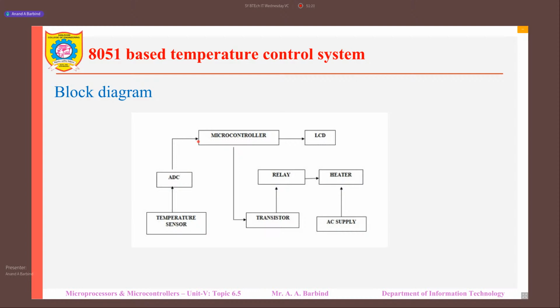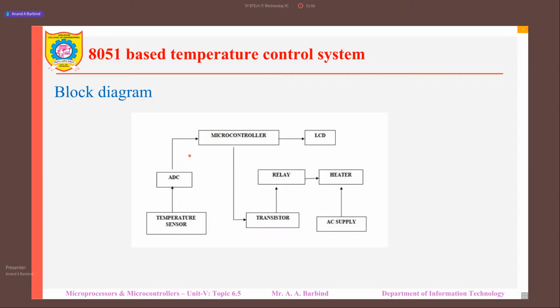For example, one line can be used for start conversion. That is the output of the microcontroller going to the ADC. End of conversion is the output of the ADC going to the microcontroller. And if more than one temperature sensor is there, for example, you are reading the temperature at 8 different places, then you'll have to select one of the temperature sensors. So another 3 bits will be running from the microcontroller to the ADC.